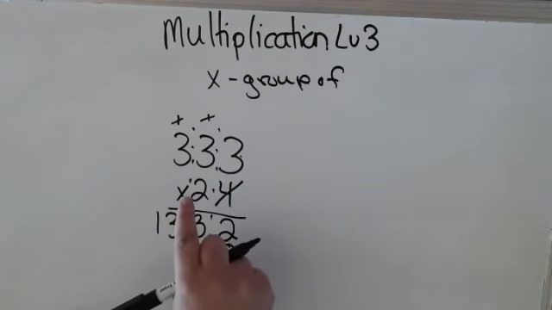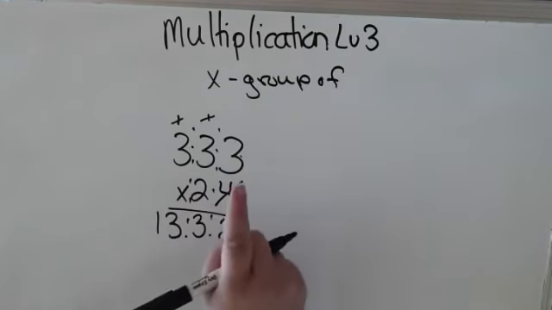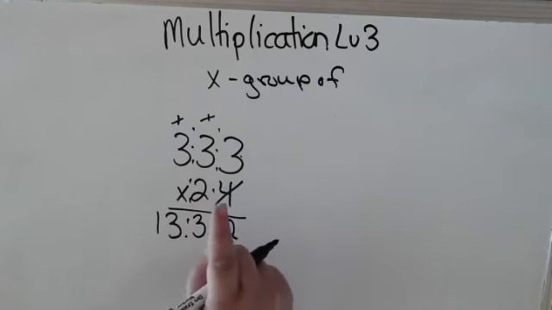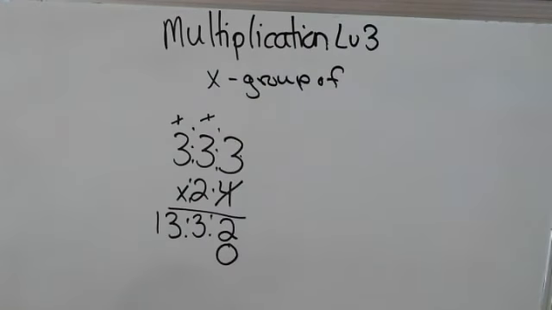Okay, so 2 or 20 times 3. Well, 20 times 3 is 60. 20 times 3 is 60, just like 2 times 3 is 6. But because it's a tens column, there's that 0. So we have 60.